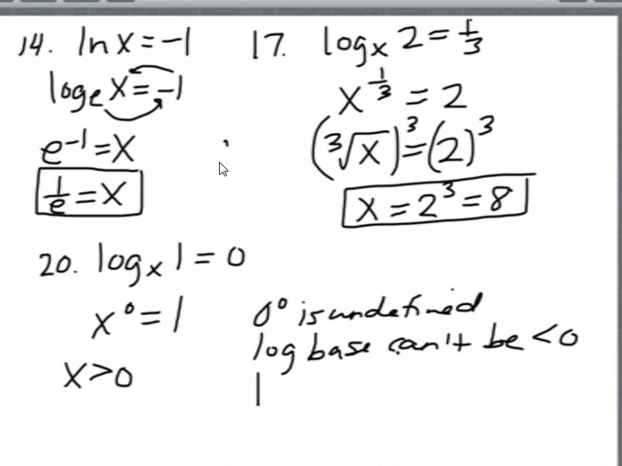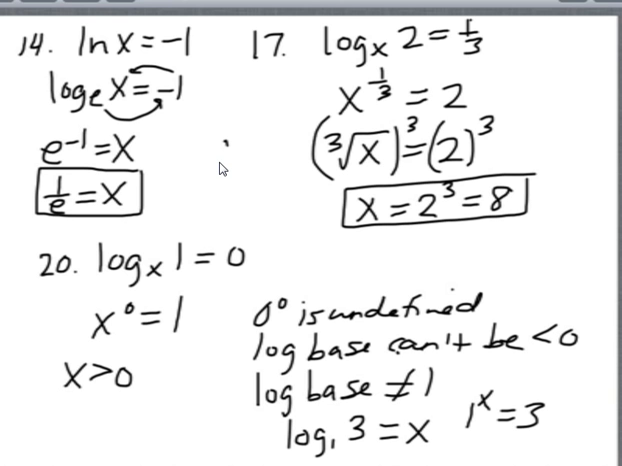And then the other thing is the log base can't be equal to 1. Let's think about that. If we have log base 1 of 3 equals x, we say 1 to the x equals 3. Is that even possible? No, the only thing possible is 1 raised to any power is 1. So you really couldn't do much with log base 1. So we say x is greater than 0, x is not equal to 1, and that's the answer. It's all positive numbers that are not equal to 1.